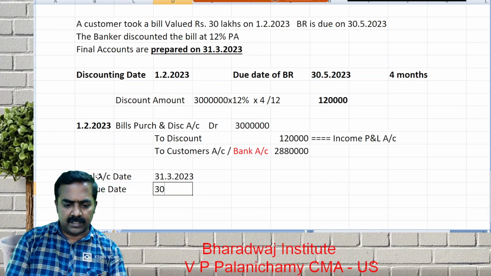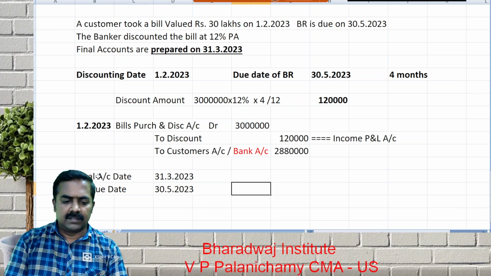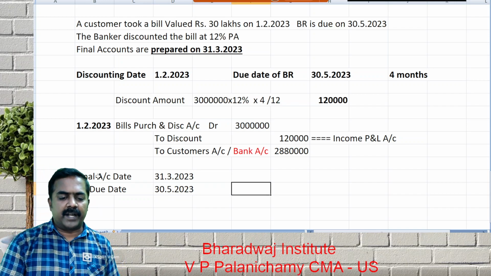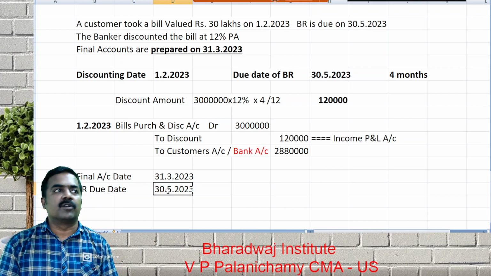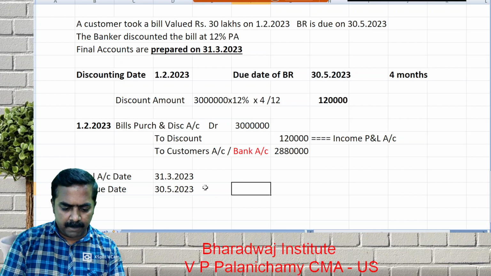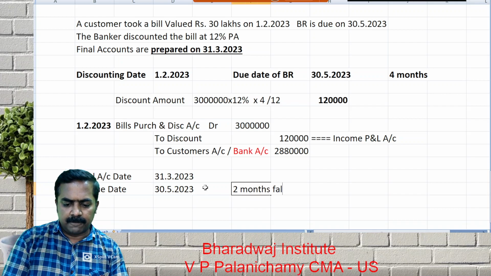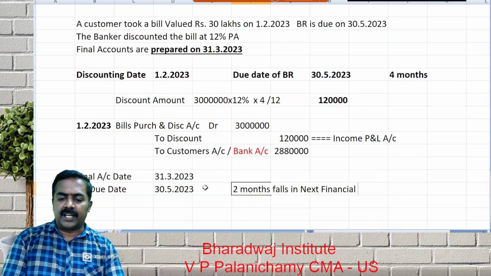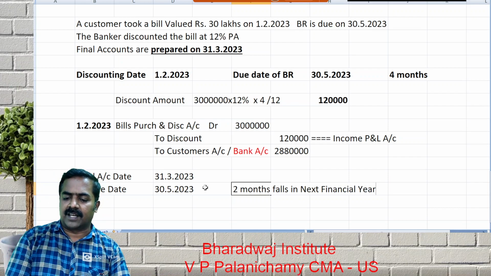30th May 2023. Okay, we are closing the accounts on 31st March. So the due date is 30th May 2023, which is next year. Two months. Two months fall in which year? Next financial year. Can you record the income of next year in the current year itself?